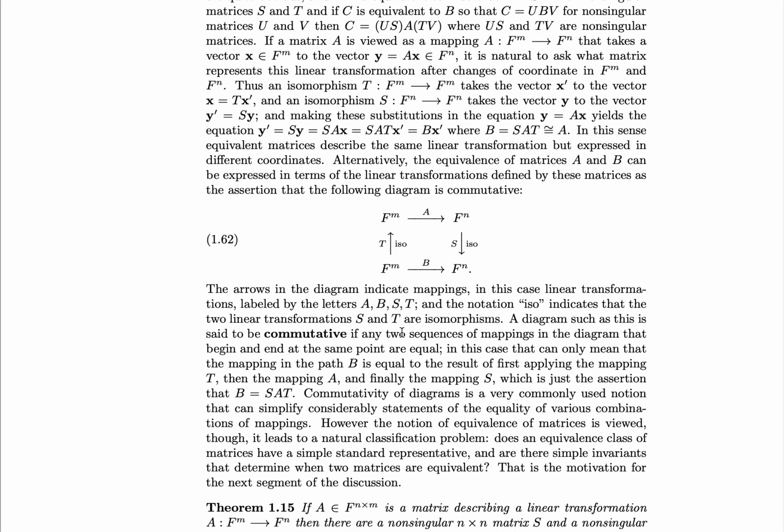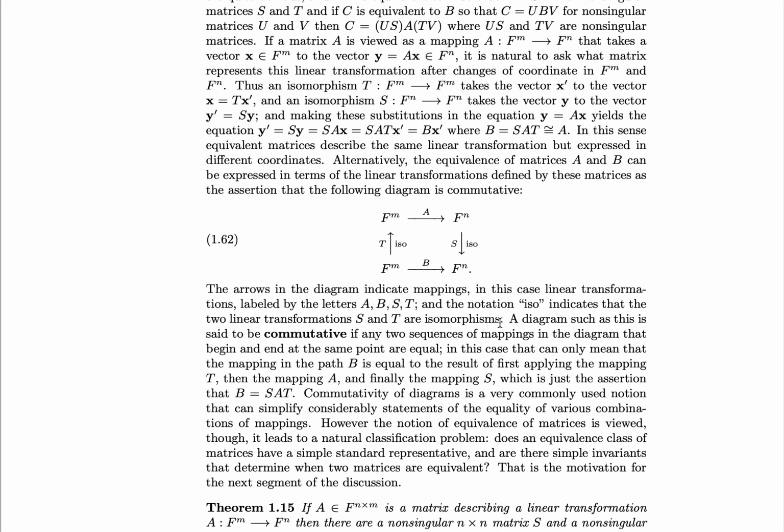We let the arrows in each of these indicate mappings. In this case, these are linear transformations, and we'll take A, B, S, and T to be as we had before, but whereas before A, B, S, and T were matrices representing mappings, in this case they'll just be mappings. We'll view them exclusively in their mapping form. And we'll note the notation iso means that the linear transformations are isomorphic.